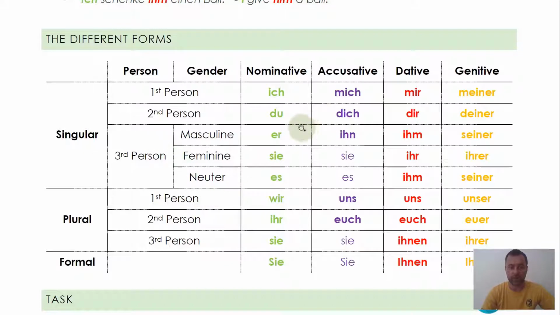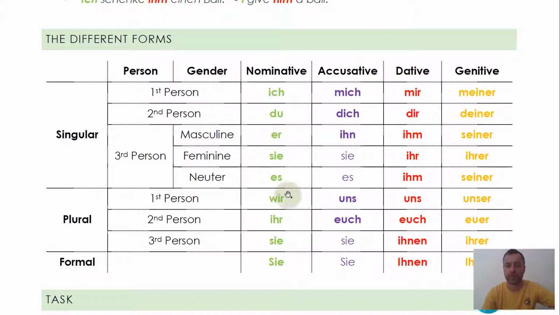And in the third person, you probably know that already, that accusative always change masculine things. You know that from the articles. Der, die, das, only der change to den in accusative case.